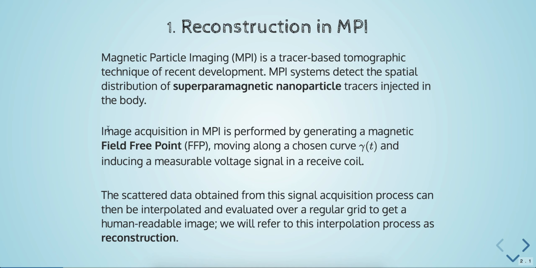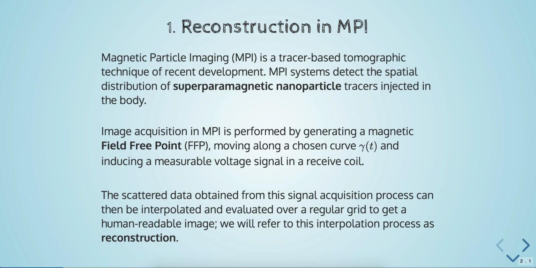How does it do it? In a nutshell, image acquisition in MPI is performed by generating a magnetic field free point, which is an eye of the storm, moving along a chosen curve, which we're going to call gamma of t, and then inducing a measurable voltage signal in a receive coil. So what we are doing to acquire an image in MPI is simply to generate a point in which the only electromagnetic contribution is given by the tracer itself.